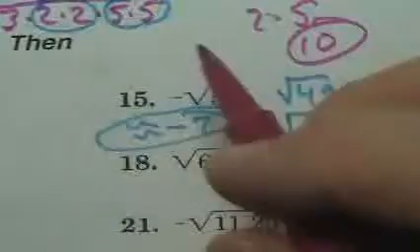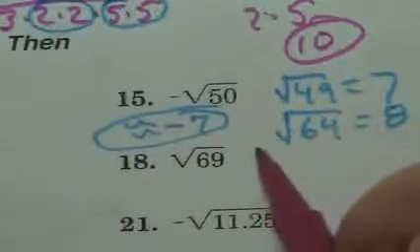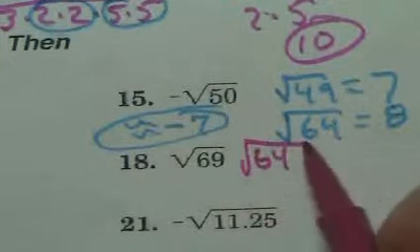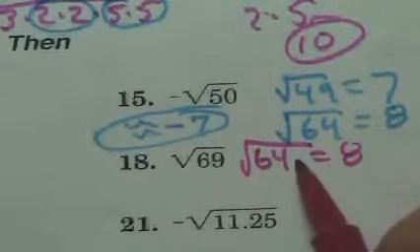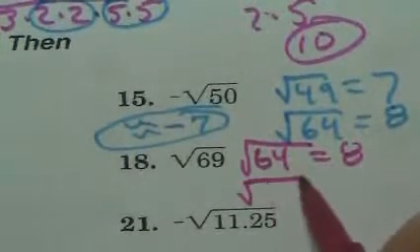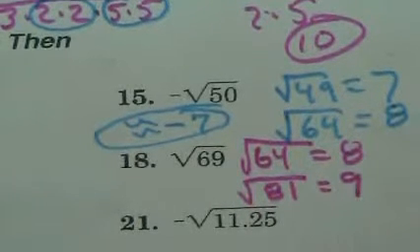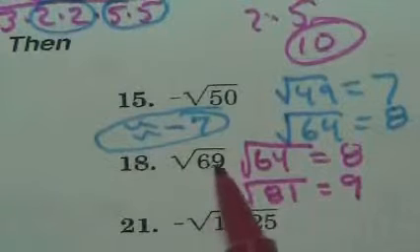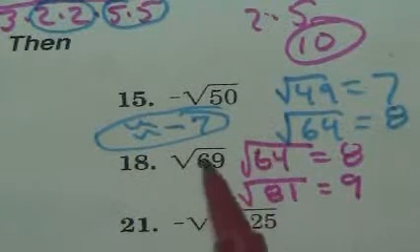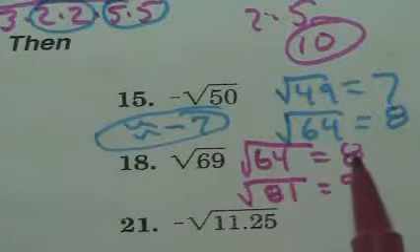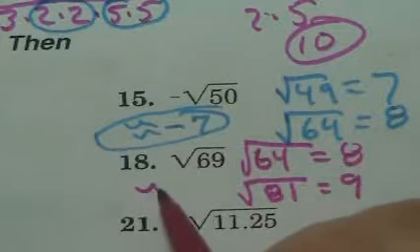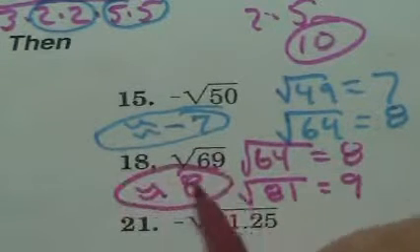Okay, 69. I know that 8 times 8 is 64, and 9 times 9 is 81. So is 69 closer to 64 or 81? Well, obviously it's closer to 64. So it's closer to the number 8. So it's about 8.